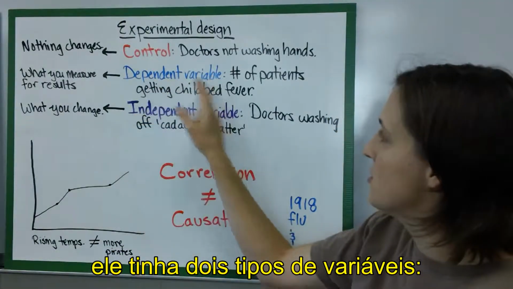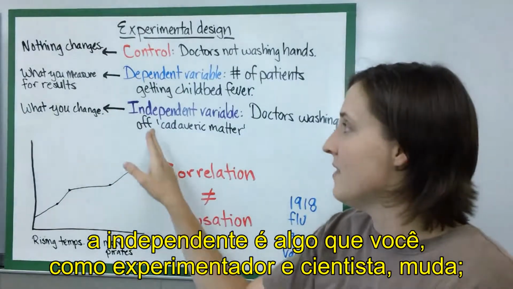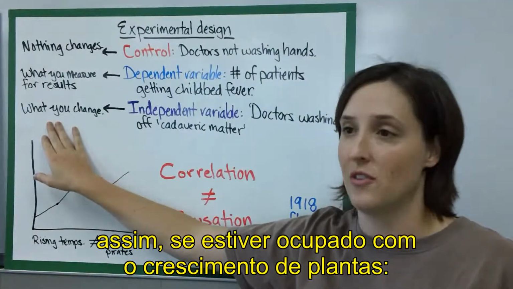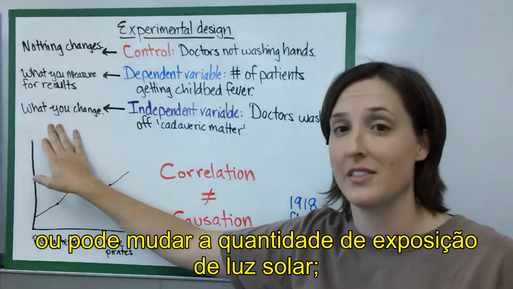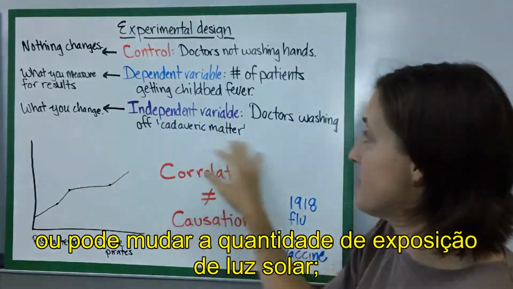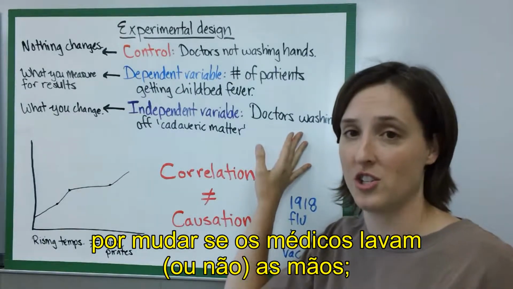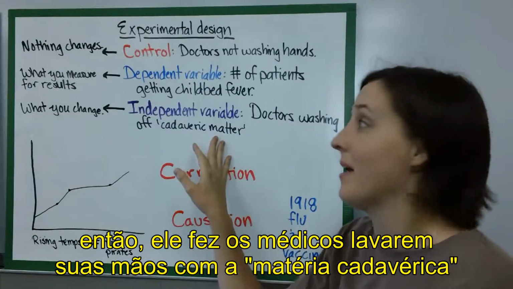Then he had 2 kinds of variables, an independent variable and a dependent variable. The independent variable is something that, as an experimenter and scientist, you change. So if I'm growing plants, I can change the amount of water I give them. I can change the amount of sunlight they're exposed to. Okay, in this experiment, he decided that he was going to change whether the doctors wash their hands or not. So he had the doctors wash their hands of cadaveric matter.